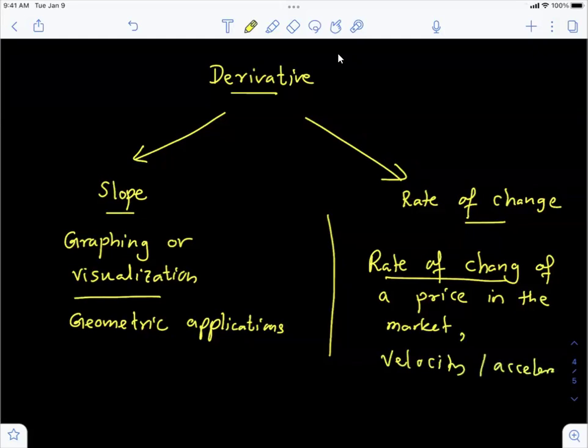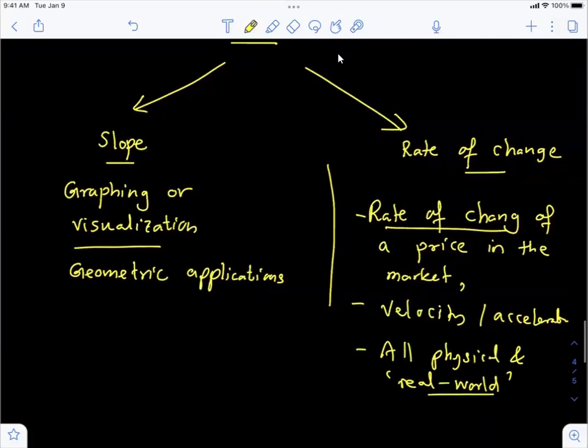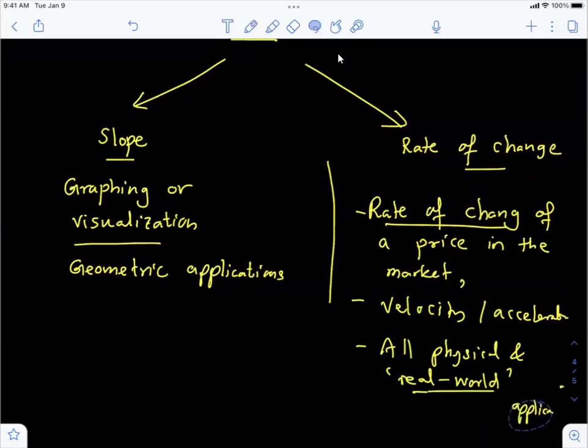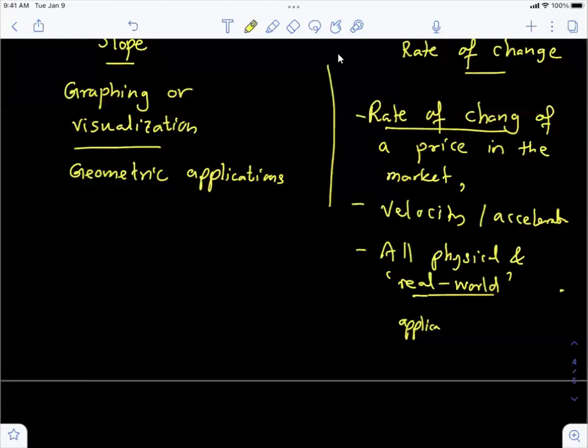acceleration, and then all sorts of physical and real world scenarios. Let me emphasize this word: real world applications. Real world applications are coming from this branch.